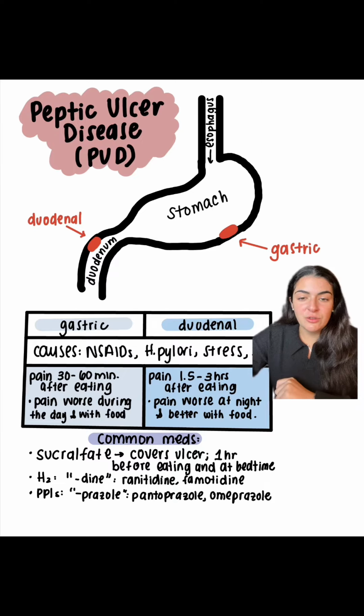Next, we have our H2 blockers. So these commonly end in the suffix dine. This is ranitidine or famotidine. They're going to decrease the amount of acid being produced, okay?